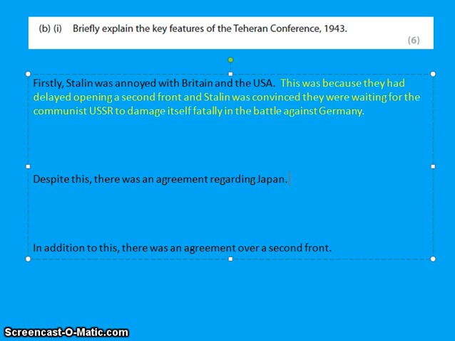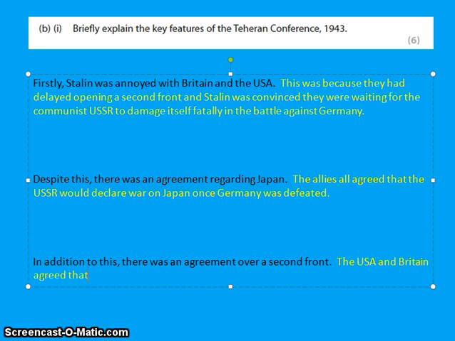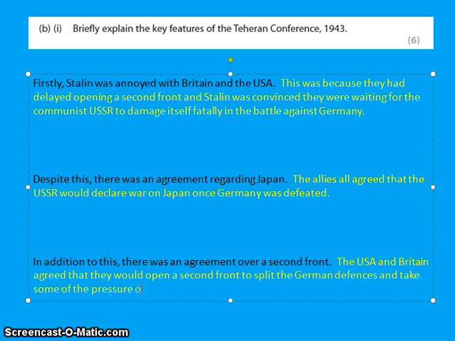Then moving on to our second point, which says, despite this, there was an agreement regarding Japan, and we might say that the Allies all agreed that the USSR would declare war on Japan once Germany was defeated. And then finally, our last point is, in addition to this, there was an agreement over a second front. And so to support this, we might say that the USA and Britain agreed that they would open a second front to split the German defences and take some of the pressure off of the USSR.